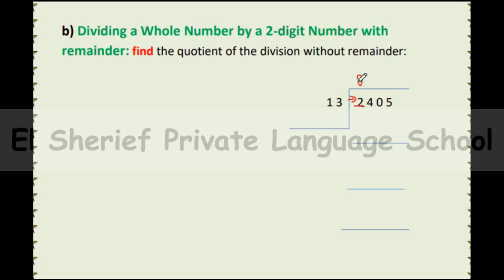So when we have a number that is less than the divisor, we will put 0 and take another number, the next number. So we have here 24. Okay, so 24 divided by 13.